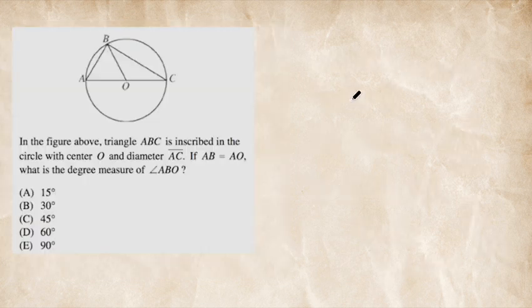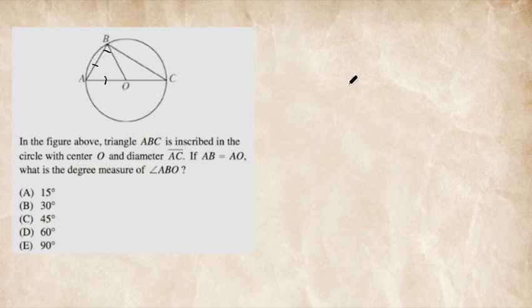All right, next we have this circle question. We have ABC inscribed in a circle with center O and the diameter is AC. And if AB equals AO, so that means these two are equal, what is the degree measure of angle ABO, which is this one over here?